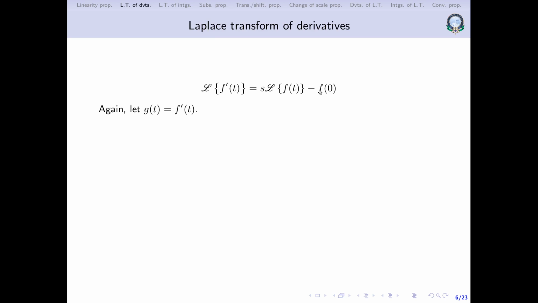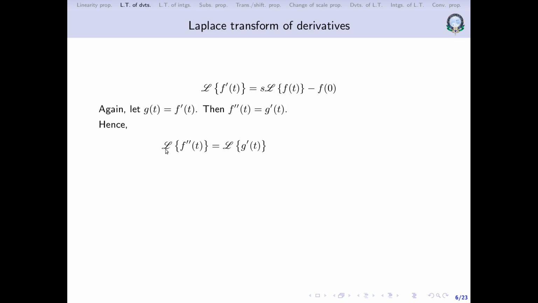We can again go one step further. We can find out the Laplace transform of the second derivative. So what we do is, we take this f prime of t and write it as g, because the derivative of a function is another function. So f prime of t is going to give me another function. That function we call g of t. Then the second derivative of this function f is going to be the first derivative of this function g of t. So f double prime t is equal to g prime t.